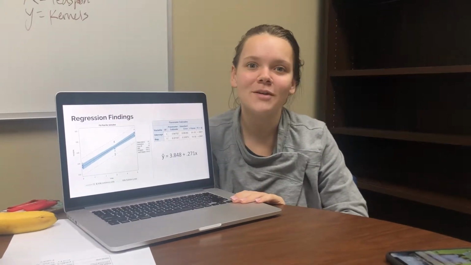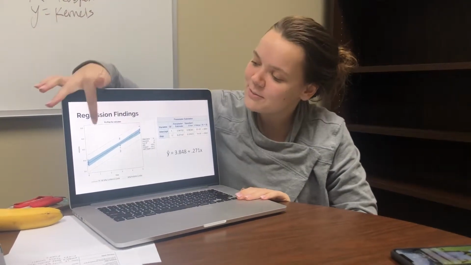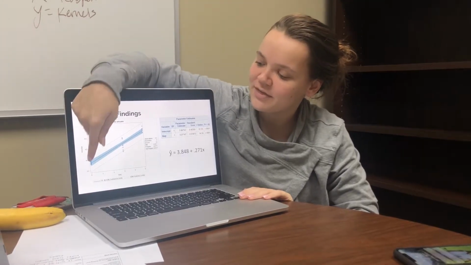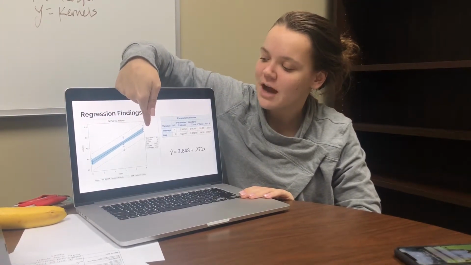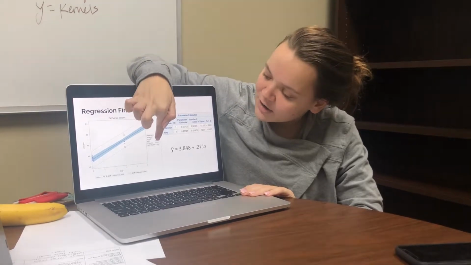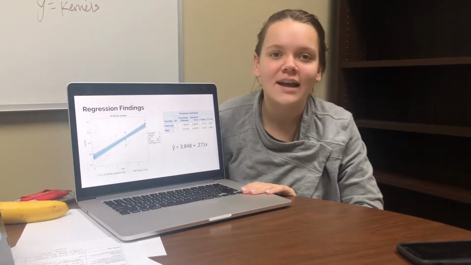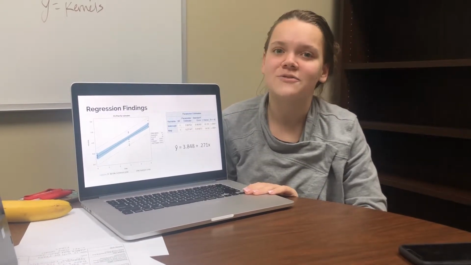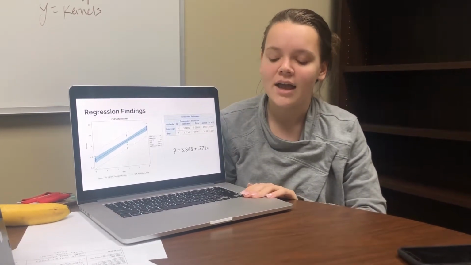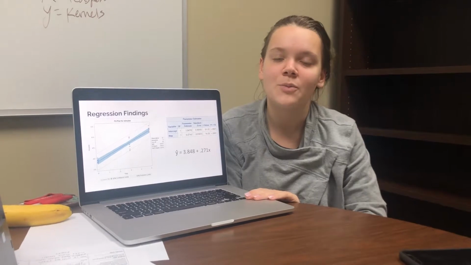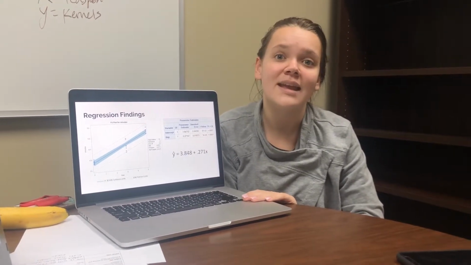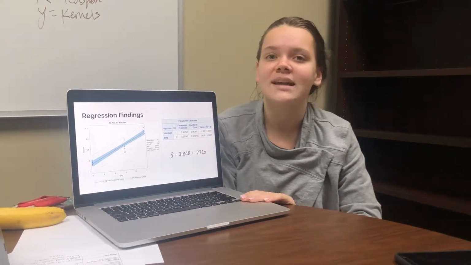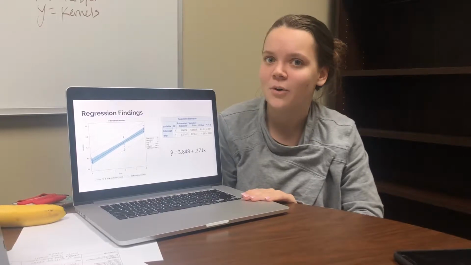Okay, so for our regression findings, firstly, we found this scatter plot with this regression line superimposed over top of it. You can see that the R² value for that regression line is 0.9171, which is a very strong correlation. It means that 91.71% of variability in our findings for boiling time was accounted for by the salt added to our water.